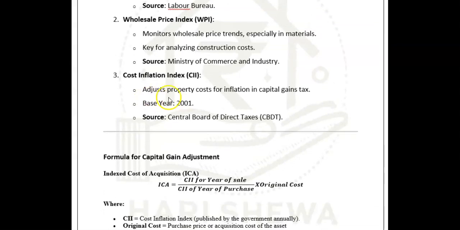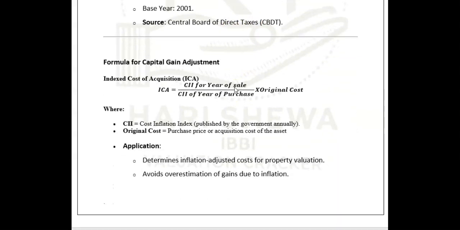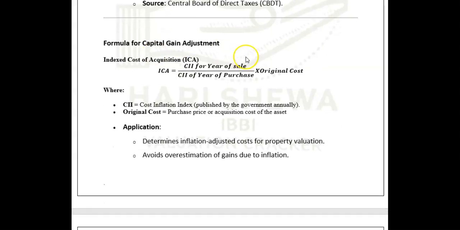Cost inflation index adjusts property cost for inflation in capital gain tax. Base year 2001. The Central Board of Direct Taxes issues this cost inflation index. These are available online. You go to Google and you can download the index number of your city or your state, whichever is applicable. Formula for capital gain adjustment.